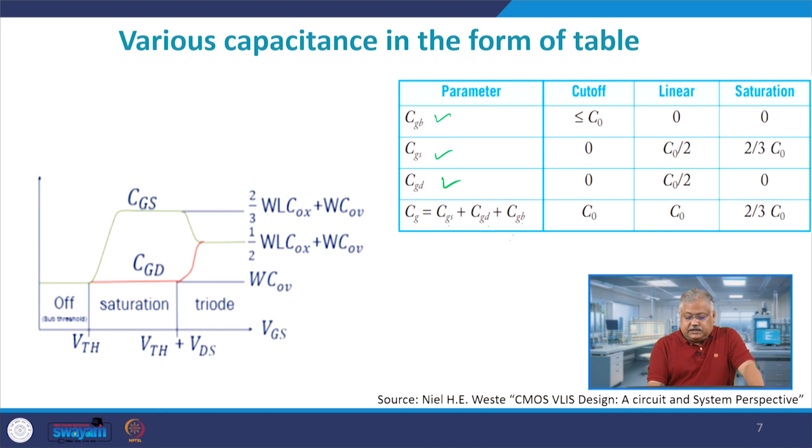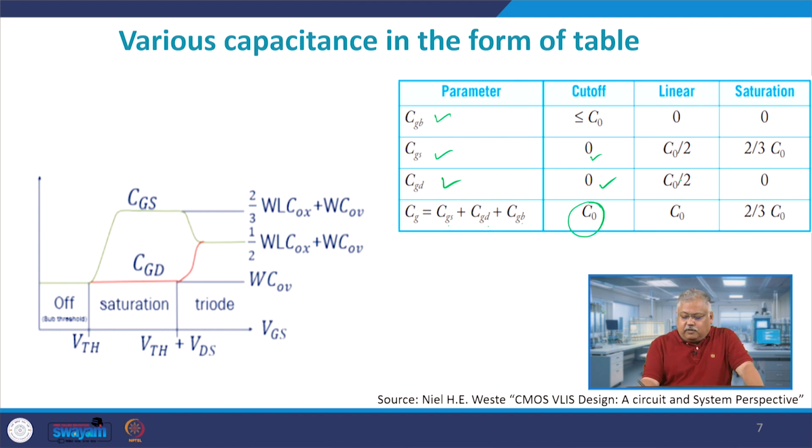CG is equal to CGS plus CGD plus CGB. When you come to the cutoff, when your device is in the off state, obviously gate to source and gate to drain will be 0. And what you get here, gate to bulk, will be equal to the oxide capacitance. Why? Because there is an oxide capacitance, I have applied a gate voltage, but the bulk is grounded, and therefore it will be even less than the oxide capacitance, and my total gate capacitance will be equal to C0.